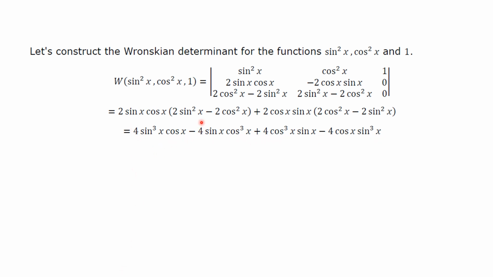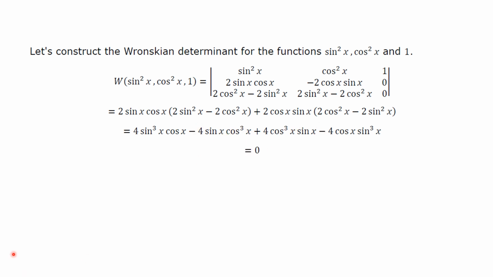You see a lot of 4s in there, but if you notice, there are some like terms. So we have 4 sine cubed x cosine x, and over here we have negative 4 cosine x sine cubed x. So these two terms will cancel out. In the middle here, we have something similar, negative 4 sine x cosine cubed x plus 4 cosine cubed x sine x. So these two terms are also similar, and so they cancel out.